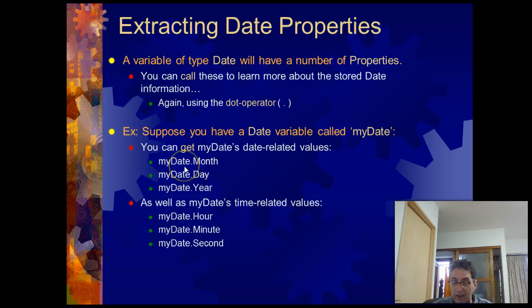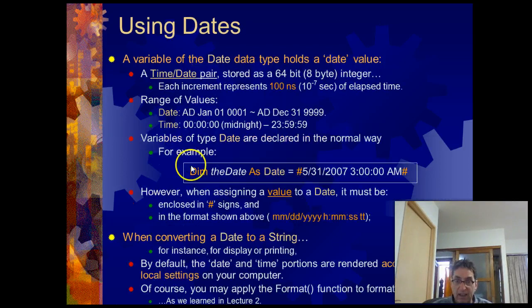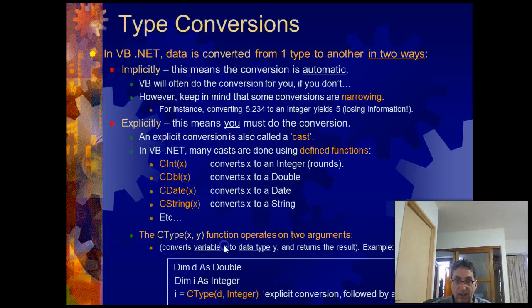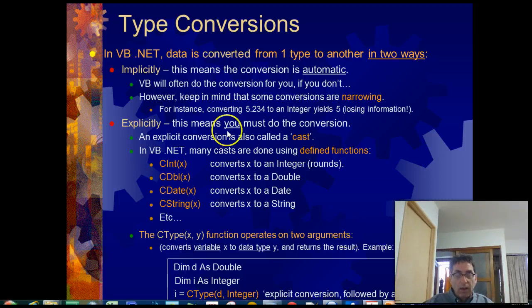If I write myDate.Day, it's going to be equal to 31. If I write myDate.Year, it would be equal to 2007, and so on. Same thing with hour, minute, and second. Okay, so that's what we're going to say about dates right now. Next we'll do type conversion, so I'll do that next.